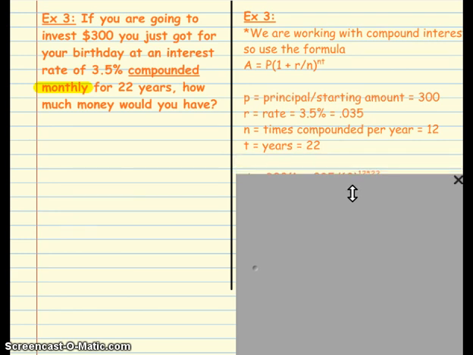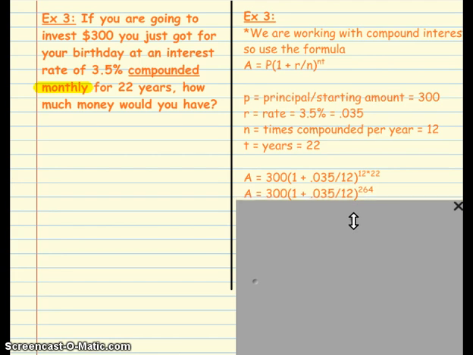So as we substitute these numbers into the equation, we get A equals 300 times the quantity of 1 plus 0.035 divided by 12 to the 12 times 22. So just replacing all of the numbers that we just defined with the variables in the equation or the formula. Alright, inside the parentheses we've got adding and dividing, so we have to do our dividing first.